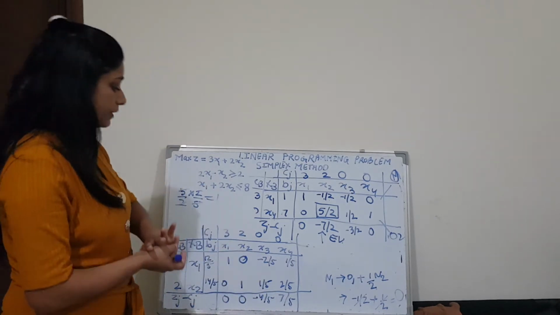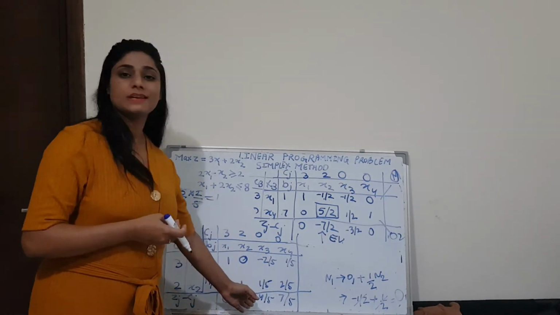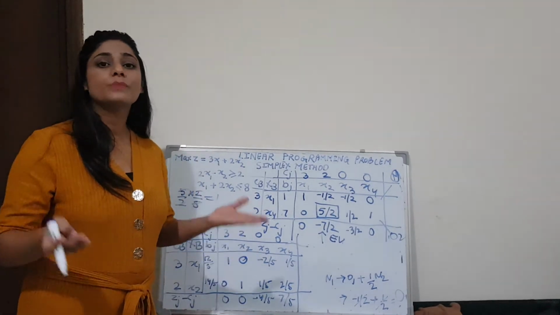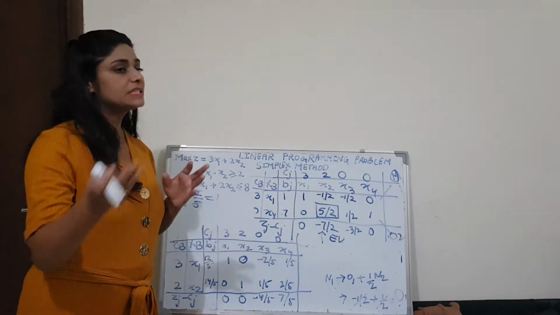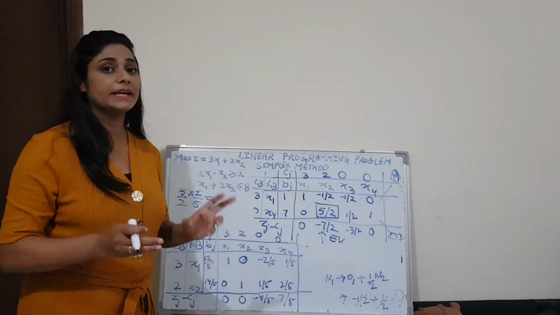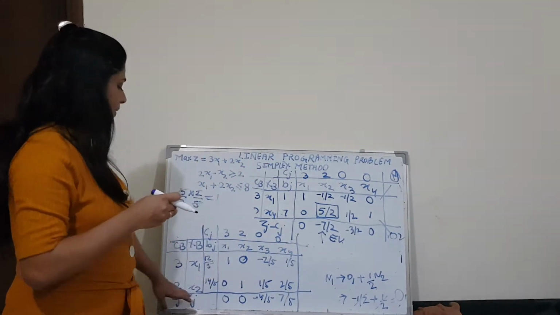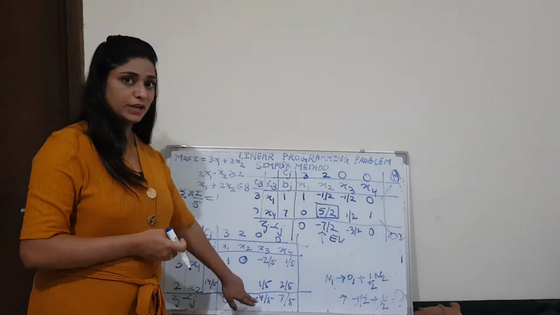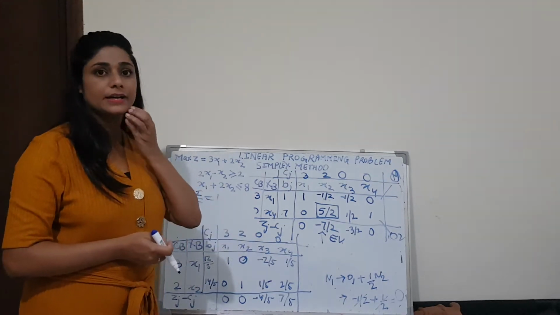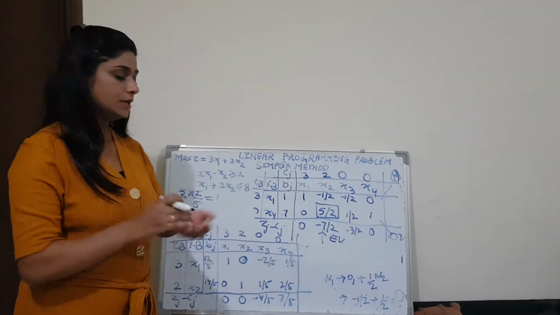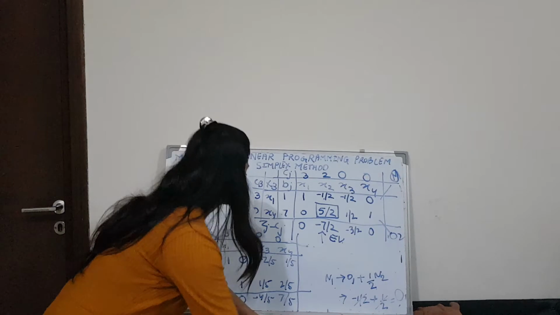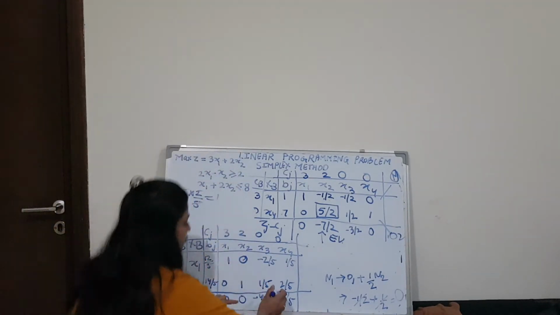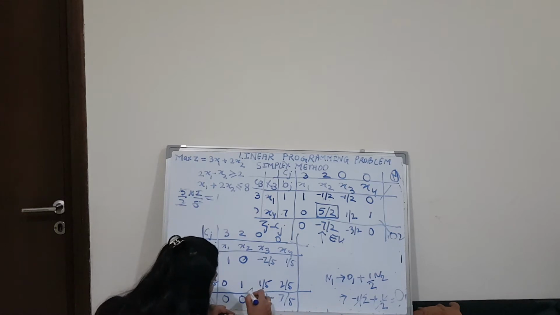Now we have one negative element in this row, Zj minus Cj. So again we need to make a simplex table. We will keep making simplex tables until we get all positive values of Zj minus Cj. We have one negative value, and the most negative value gives the entering vector. So we will find the entering vector. We have only one negative value, so this is the entering vector.